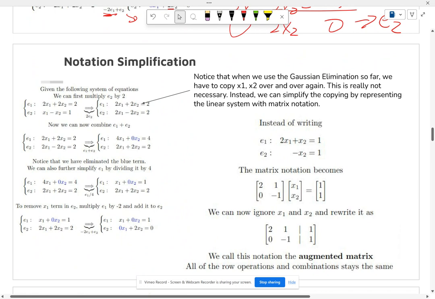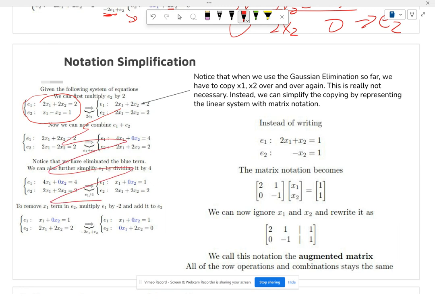Now, let's look at some notation simplification. Given the following system, here's the system. And then you saw we did all these things. But notice we have to write x1 and x2 over and over again. You're just copying over again. Now, when we do Gaussian elimination, so far we're copying them. But we don't really have to.